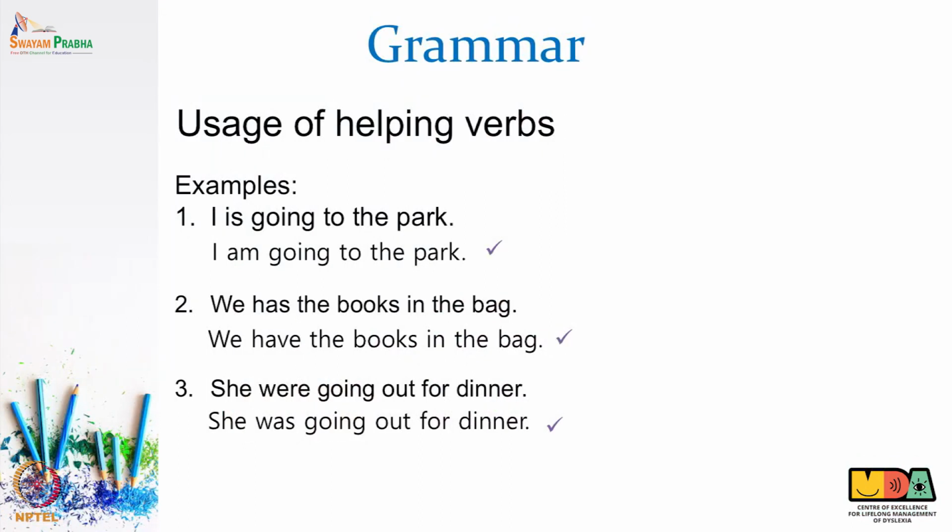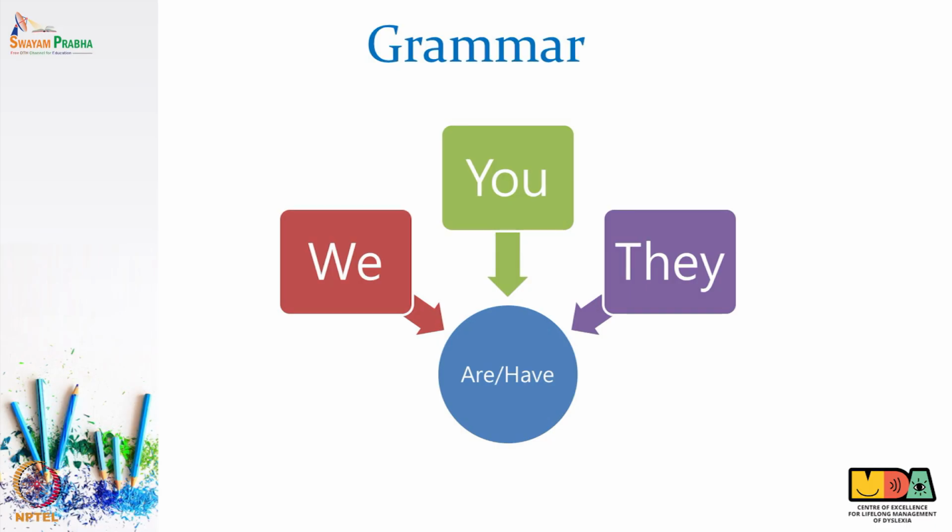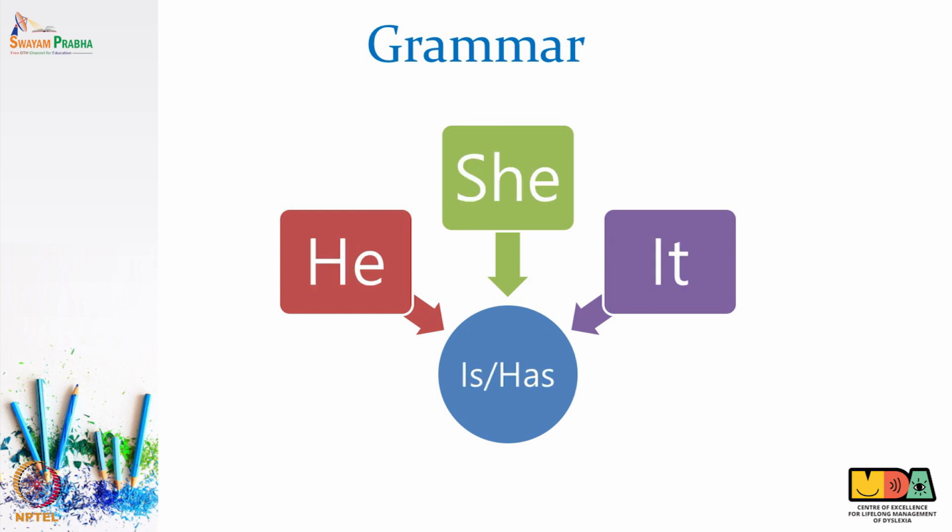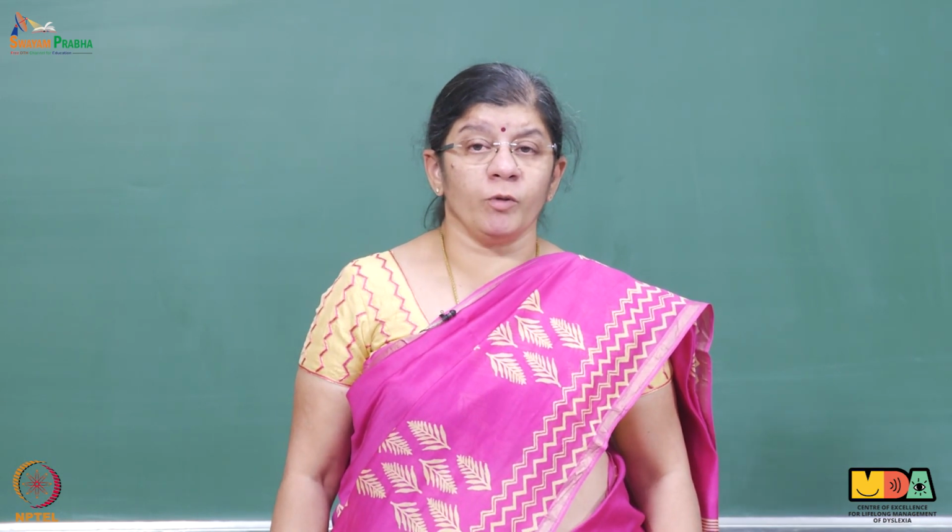Now, let us take one more example. "We has the books in the bag." The actual sentence has to be, "We have the books in the bag." Children with specific learning disabilities have difficulties in using helping verbs. We sometimes adopt strategies. These strategies help the child to overcome the difficulty. Charts can be put up in class and give a visual cue to the child, for the child to look at the chart and write the correct sentences using helping verbs.